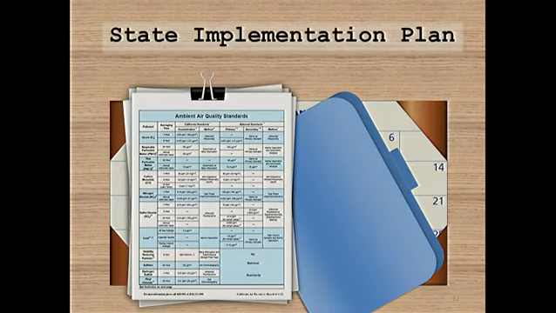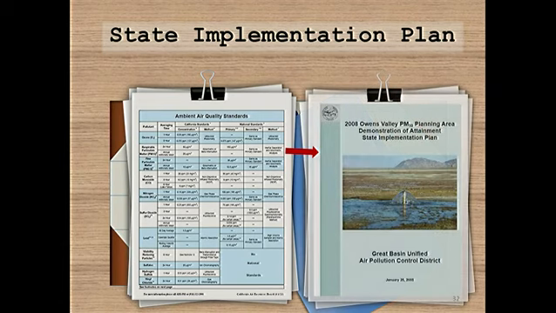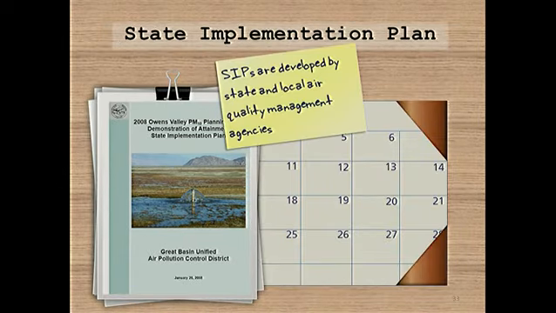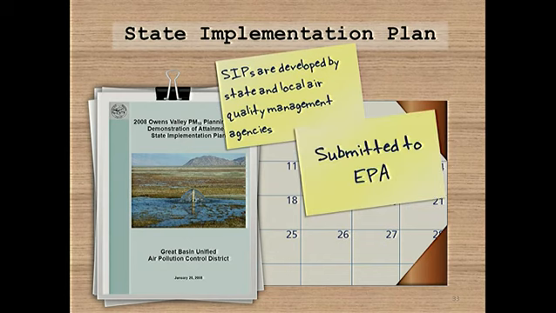The Clean Air Act Amendment requires states to develop a general plan for the attaining and maintaining of the national ambient air quality standards in all areas of the country. And it requires specific plans, known as state implementation plans, for the attainment of the standards in each of the areas that have been designated non-attainment for one or more of the national ambient air quality standards. This example is from my own district. SIPs are generally developed by state and local agencies and then submitted to EPA for approval.